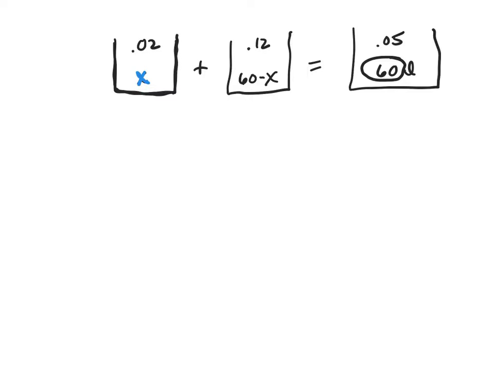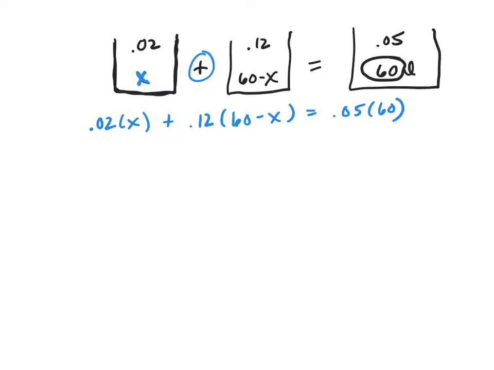All right, so now what you do is you multiply the percent times how much, addition, because you're mixing. And then you got 12% times 60 minus X, and then 0.05 times 60.